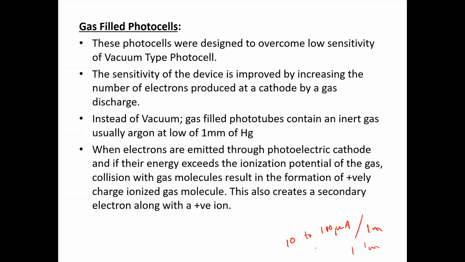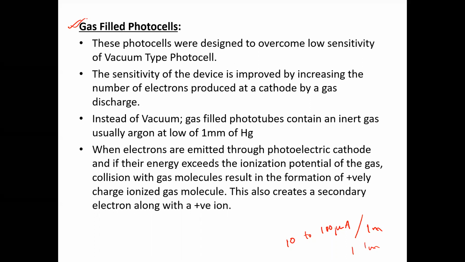Now, in order to increase the accuracy or sensitivity of the vacuum type photocells, a modified design was the gas filled photocells. The structure is the same as the vacuum type photocells. The only difference is that instead of vacuum, the enclosed chamber is filled with an inert gas. So whenever there is an emitted electron from the cathode terminal, it will actually cause some ionization of the inert gas, which is inside the chamber.